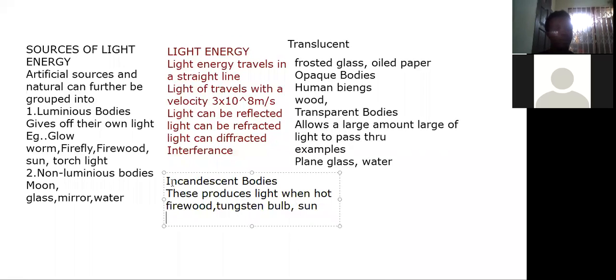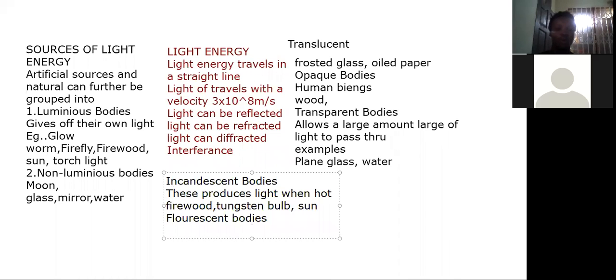Now we can also talk about fluorescent bodies. They produce light at a relatively low temperature. They produce light when they are not hot. You can put it that way. So they produce light without necessarily being hot.